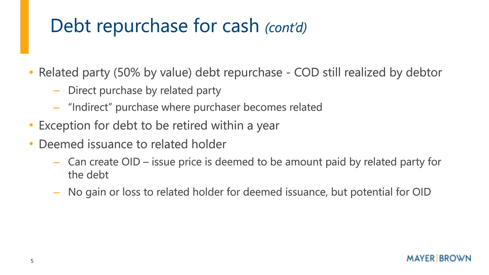So there are now, Code Section 108 has been expanded, and this is really in the regulations, to even include a situation where the purchaser becomes related. There's an exception to that for debt retired within a year. And you also can end up with a situation where there's a deemed reissuance or a deemed issuance to the related holder, and that can create some OID consequences. So first slide, straight debt repurchases, cash, pretty basic. Second slide, repurchases by a related party, including somebody who becomes related.